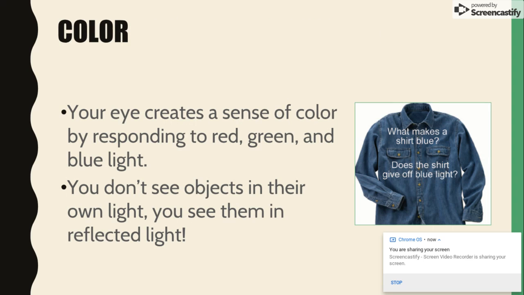So like I just said, your eyes create a sense of color. When you look at an object and you say, hey, that's blue, or hey, that's green, that's because your eyes respond to red, green, and blue light. You don't see objects in their own actual light. You see them in reflected light. That is an important thing to know about light waves in general. We can only see if light has been reflected off of something else and into our eyes. If there is no light reflecting off of an object, we don't see it.